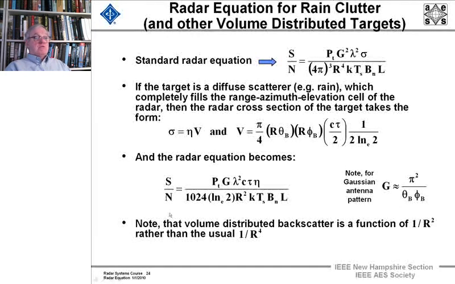So the signal-to-noise ratio, when you plug this in, has the following characteristics. Note that the signal-to-noise ratio is proportional to lambda squared, and that the volume distribution of the backscatter is a function of 1 over r squared rather than the usual 1 over r to the 4th. So volume distributed targets have a slightly different radar signal-to-noise equation.